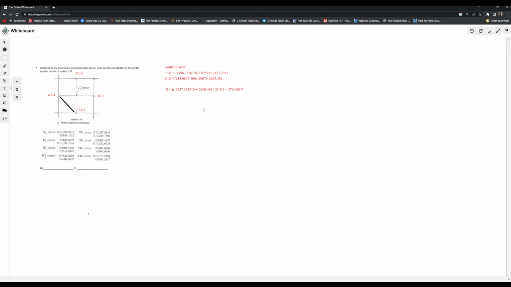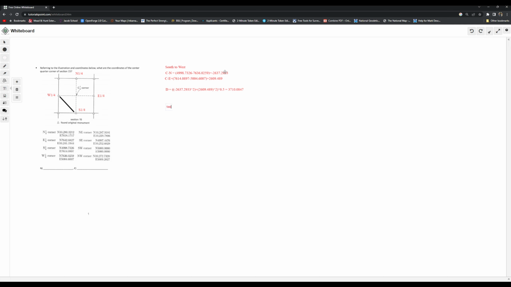Okay, so now we have the total distance. Now we have to calculate the angle. For the angle, we're going to do a tangent inverse of the change in easting, which we got, divided by the change in northing. Again, we don't have to include the negative, because we know the direction it's going. We know it is going northwest. So whatever angle we get, as long as we apply that bearing to it, we'll be fine.